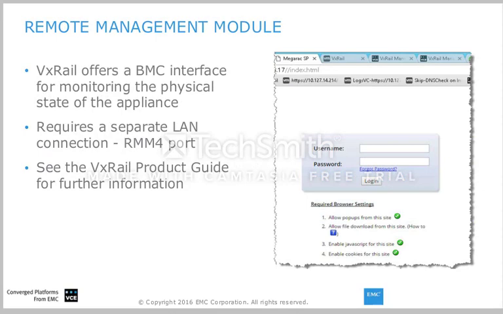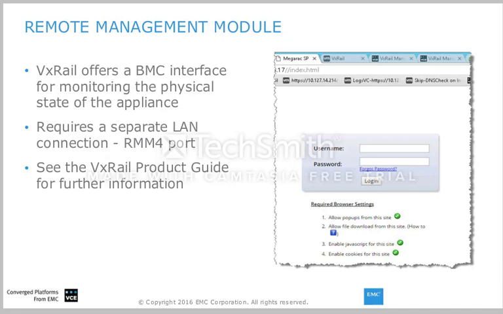VXRail offers a baseboard management controller, or BMC, interface for monitoring the physical state of the appliance through an independent connection. The BMC interface is through an Intel Remote Management Module 4, or RMM4, port that provides access by way of a LAN or Internet connection.